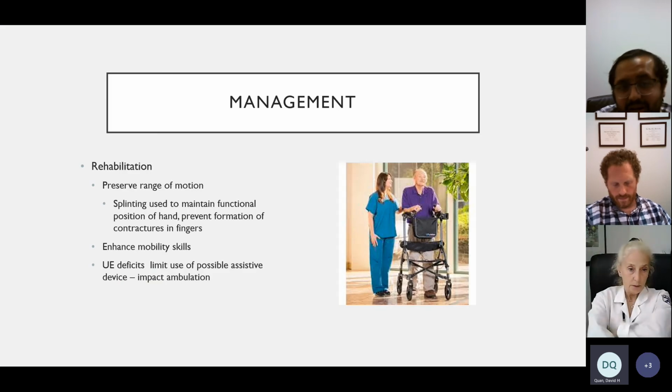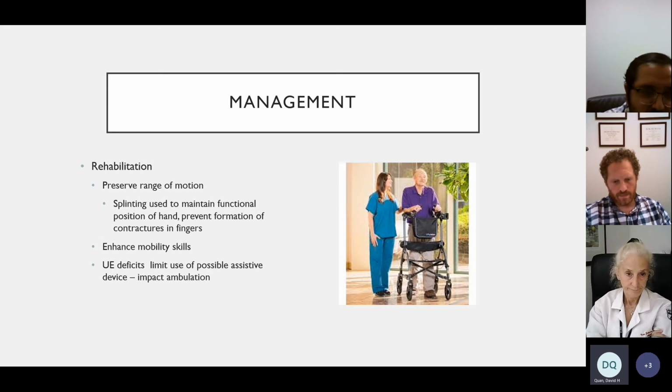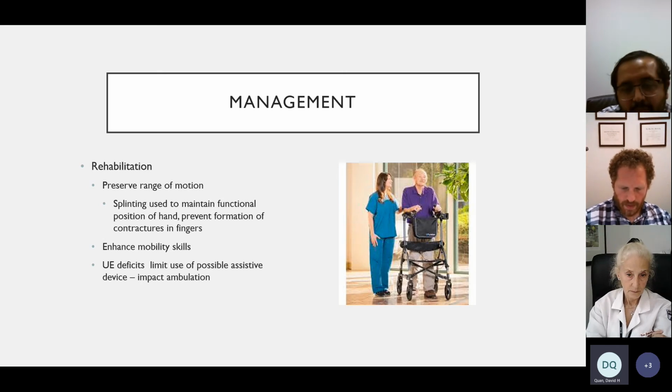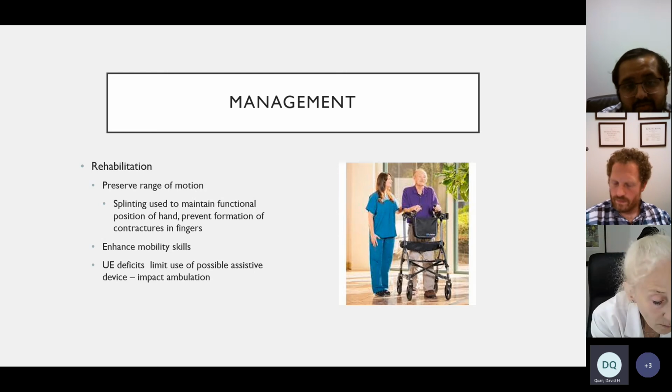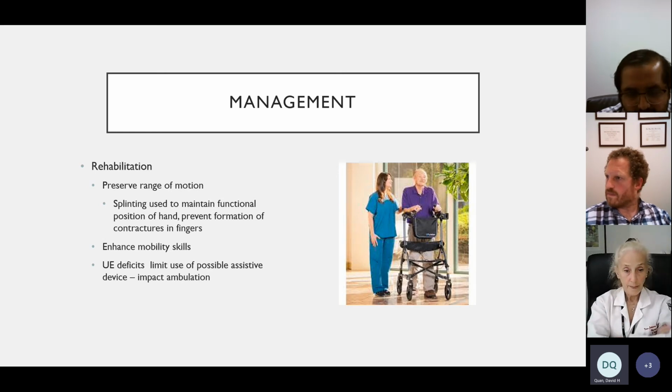Rehabilitation for this is very important, as it is for other spinal cord syndromes. The most important thing is to preserve the range of motion. Splinting can be used, and we want to work on enhancing mobility skills. Upper extremity deficits may make someone think about occupational therapy deficits, such as brushing and clothing. However, they're also important when it comes to ambulating, for transfers and using a rolling walker for ambulation, and that can also impact their mobility down the road. So it's very important to address that for these patients, depending on the level of motor impairment they have.